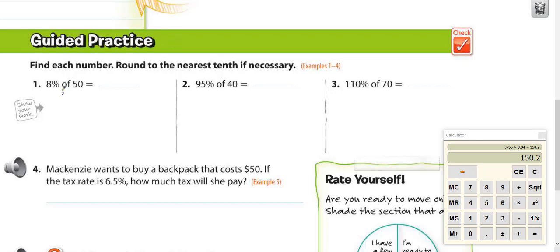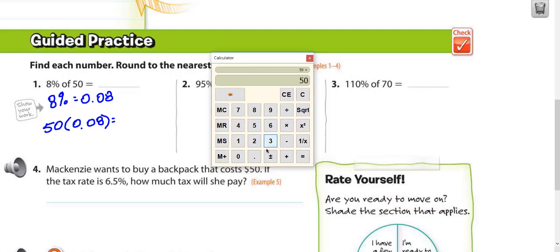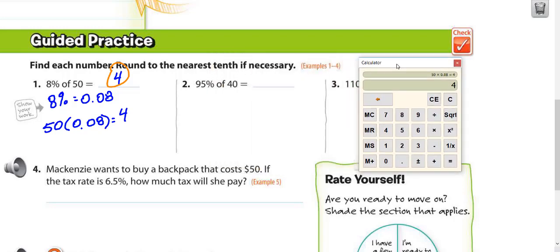So on the first problem, 8% of 50. Step 1, turn the 8% to a decimal, 0.08, and now multiply the 50 by that decimal, and we get 50 times 0.08 equals 4. Our answer to the first one is 4. Okay, if you're ready to watch the second one, here we go. If you need to pause to fix yours, pause and fix.